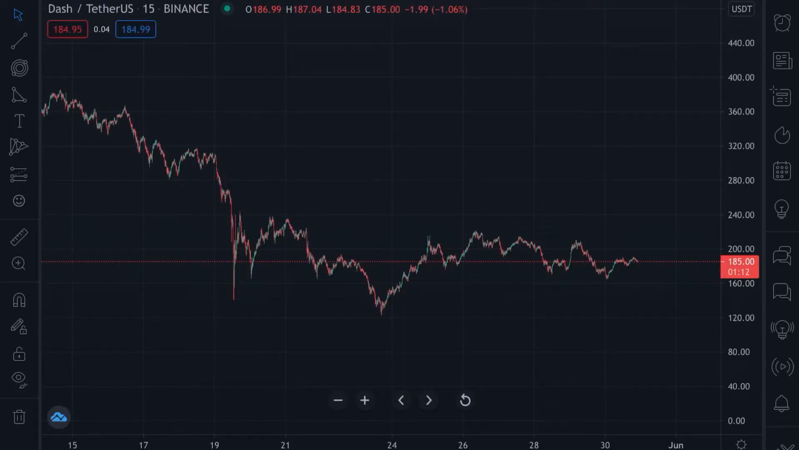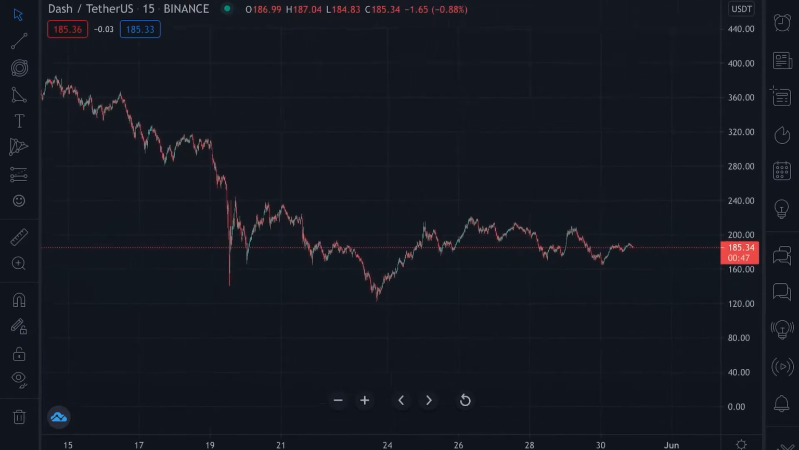In this video we are going to be talking about support and resistance, how you can identify support and resistance and base your trades around them. So in this particular chart we have Dash USDT. Looking at this, we don't have any indicators enabled or any trend lines drawn yet.